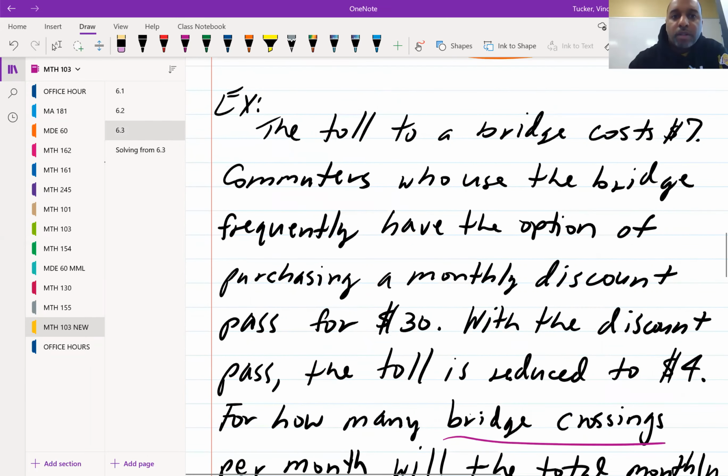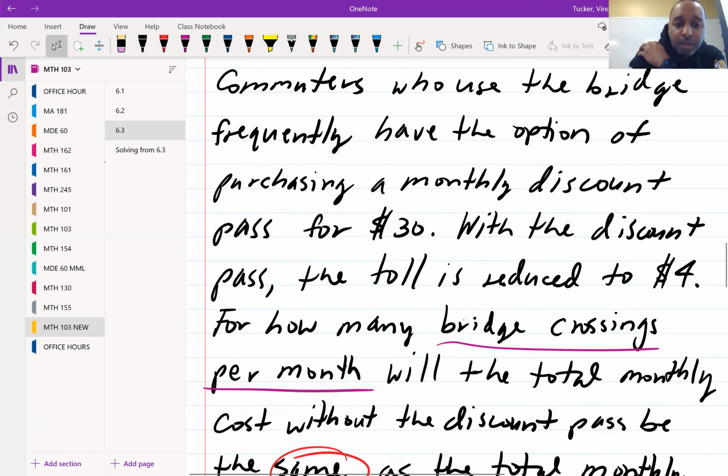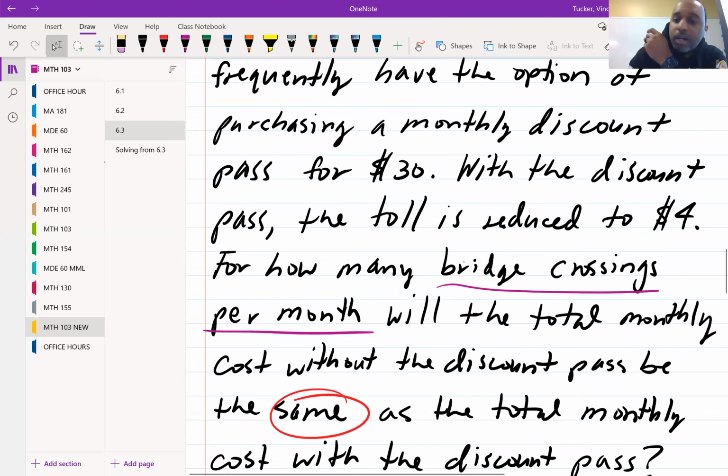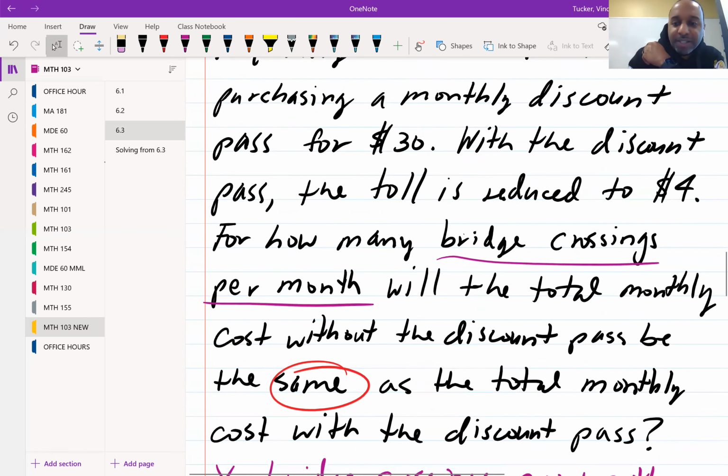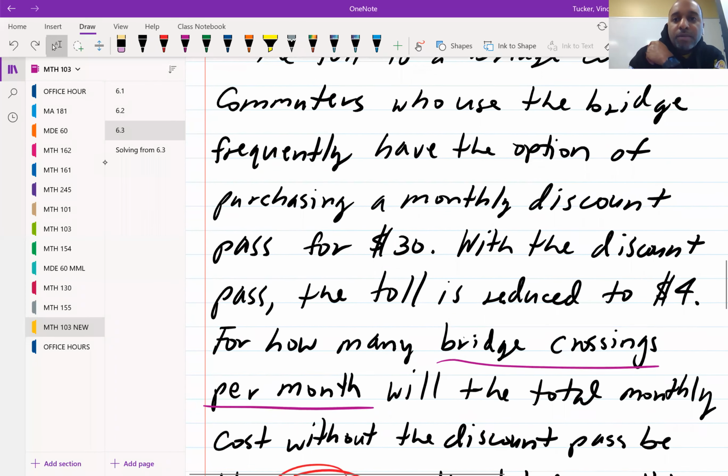All right. Everybody good? Next one. Okay, so the toll to a bridge costs $7. Commuters who use the bridge frequently have the option of purchasing a monthly discount pass for $30. With the discount pass, the toll is reduced to $4. How many bridge crossings per month will the total monthly cost without the discount pass be the same as the total monthly cost with the discount pass? Sorry about that. And just to confirm, nobody's copying.